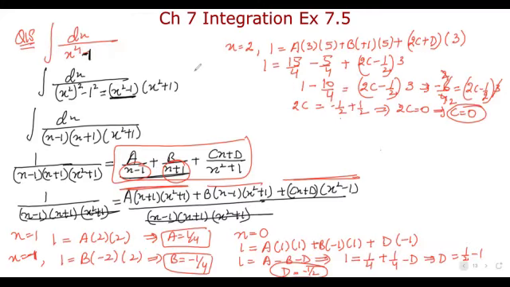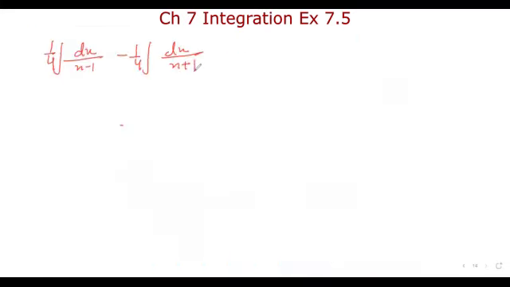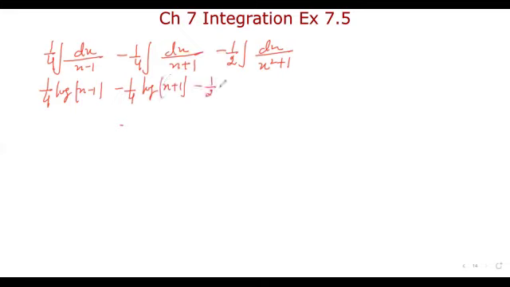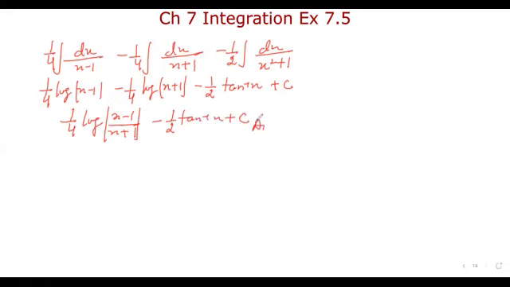Then Cx plus D. C is 0, so D is -1/2. So it will be -1/2 dx upon x square plus 1. So this is 1/4 log of x minus 1 minus 1/4 log of x plus 1 minus 1/2 tan inverse x plus c. This is 1/4 log of x minus 1 upon x plus 1, like this, minus half tan inverse x plus c. This is the answer.